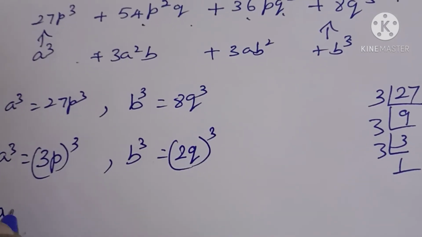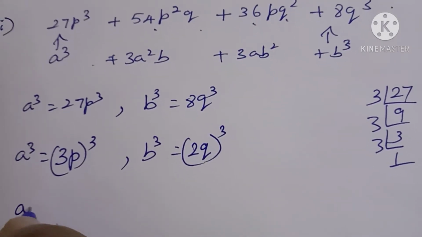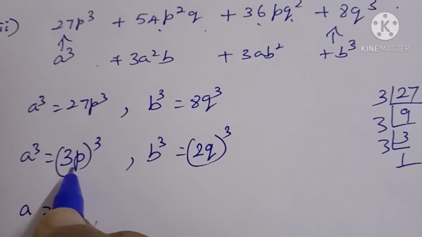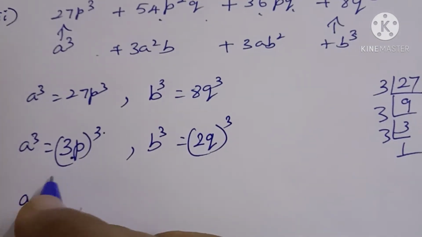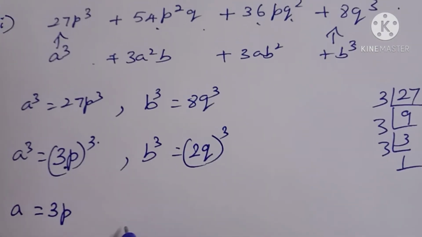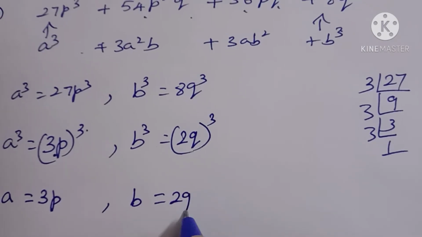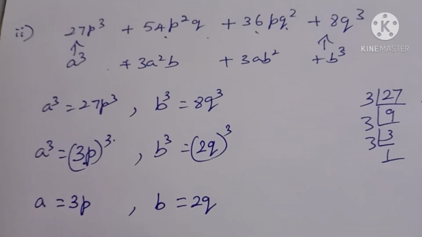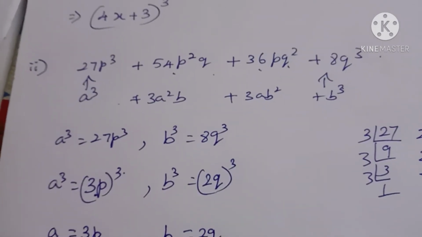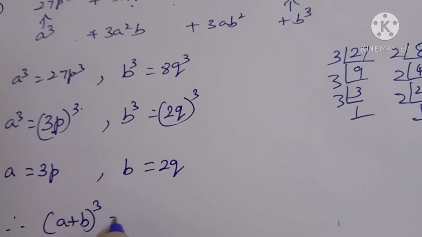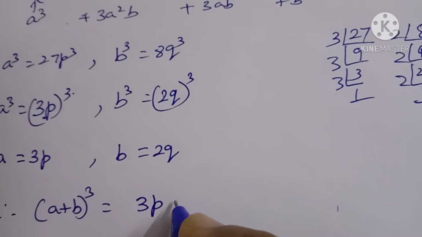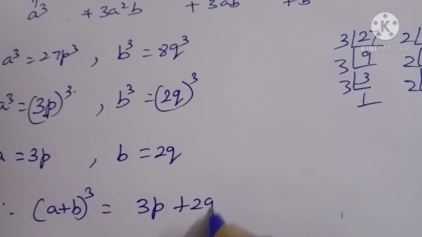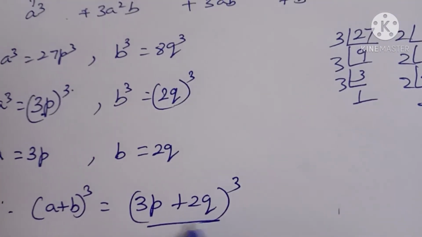Now you need a value. A is equal to, if a cube is equal to 3p the whole cube, means a value is equal to 3p and b value is equal to 2q. Therefore, the factor is a plus b the whole cube, which is equal to 3p plus 2q the whole cube.